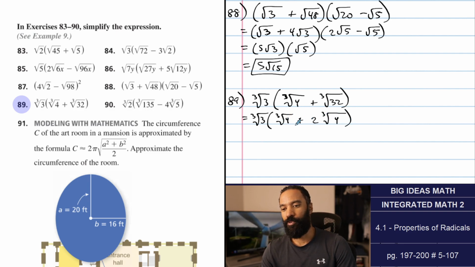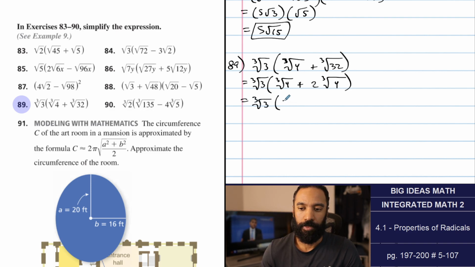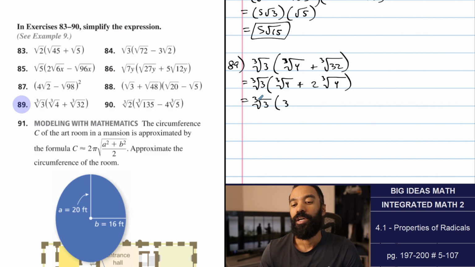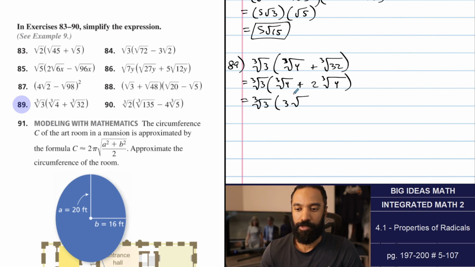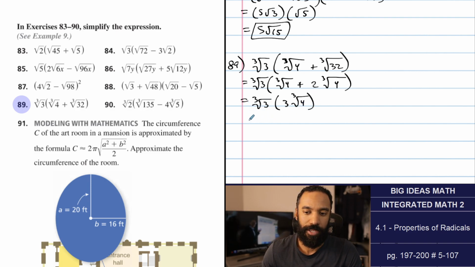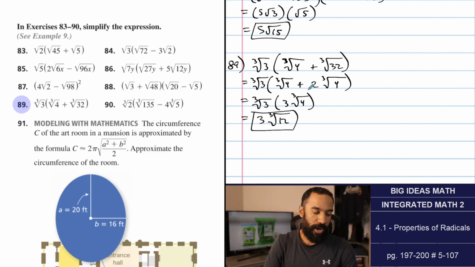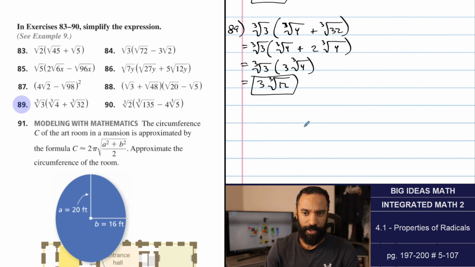I got 1 cube root of 4 plus 2 cube root of 4, which is 3 cube root of 4. So 3 times the cube root of 3 plus 3 times the cube root of 4. Cube root of 3 times cube root of 4 is cube root of 12. So I get 3 times the cube root of 12. 12 contains no perfect cubes. It contains a perfect square, but perfect cubes are 8 and 27 and such, and this contains none of that, and that should be the answer if I did everything correct.